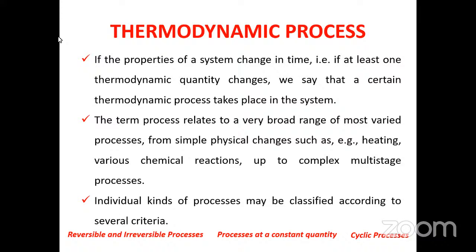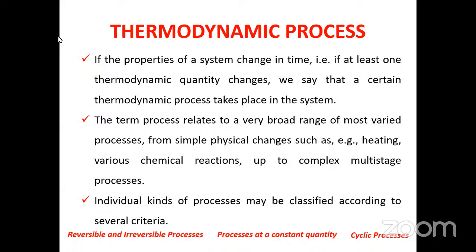Individual kinds of processes may be classified according to several criteria. We have processes and we classify them according to what I want to explain to you now. We have reversible and irreversible processes. We have processes at constant quantity. We have cyclic processes. What I mean by constant quantity is maybe a process at constant temperature, that is a quantity, or a process at constant pressure, that's another quantity, or a process at constant volume, that's another quantity.